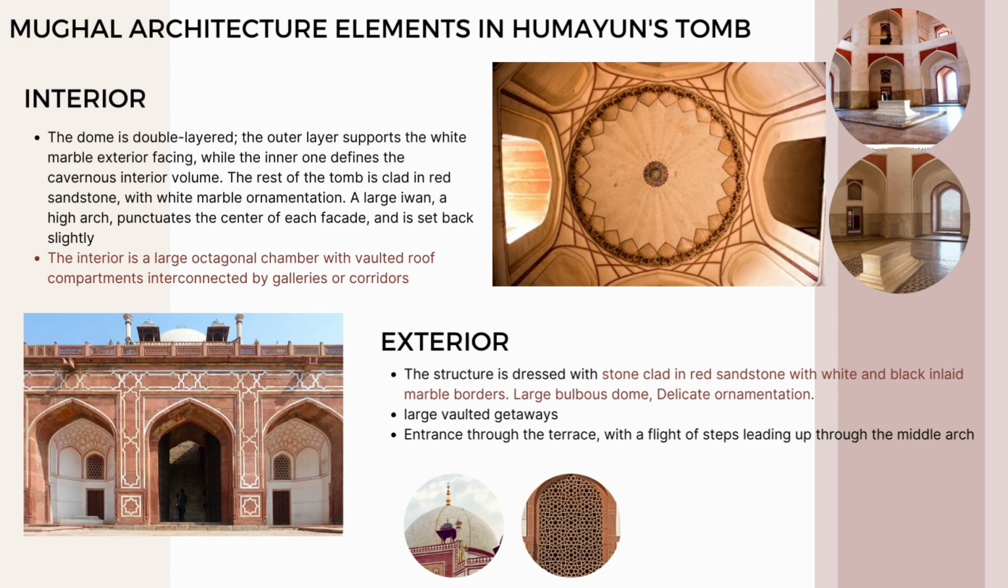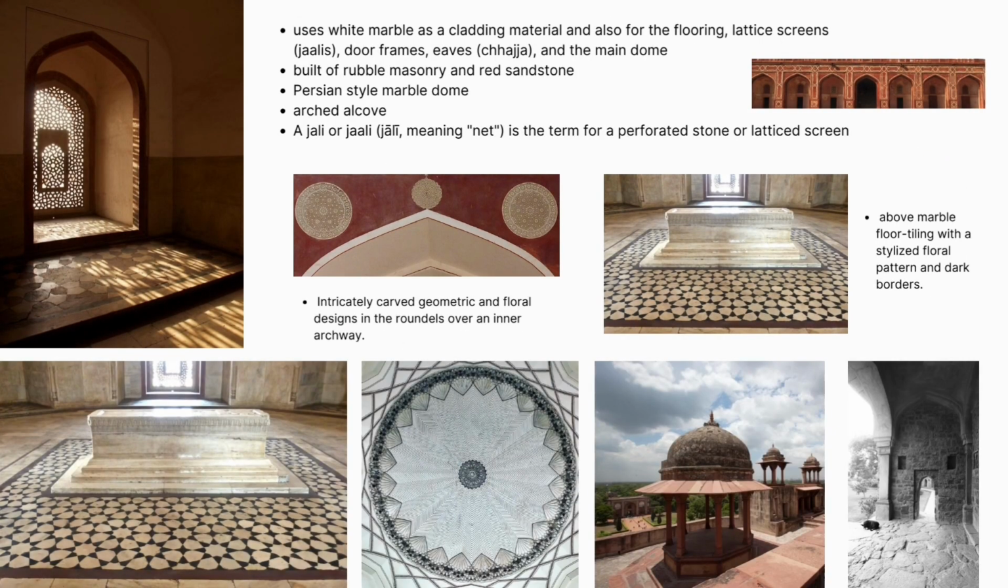Next is the interior. The dome is double-layered. The outer layer supports the white marble exterior facing, while the inner one defines the cavernous interior volume. The rest of the tomb is clad in red sandstone with white marble ornamentation. A large iwan, a high arch, punctuates the center of each facade. And the exterior. The structure is dressed stone clad in red sandstone with white and black inlaid marble borders, a large bulbous dome, and delicate ornamentation. And as you can see, these are the Mughal architecture element details that can be found at Humayun's tomb.